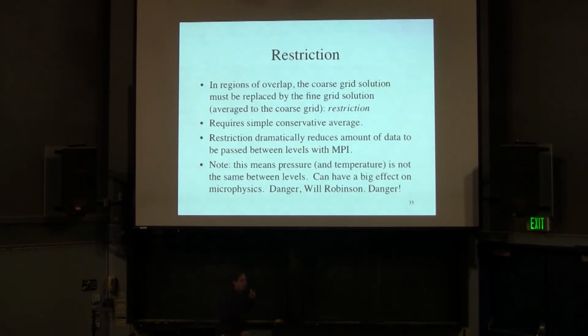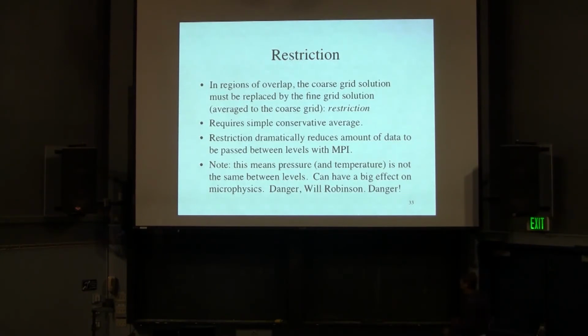The second thing you have to worry about is restriction. You evolve this system of equations on the coarse and fine mesh, but there are overlapping regions between the coarse and the fine mesh. You're solving the coarse mesh in the regions where there's already a fine mesh solution known. And you always believe the fine mesh more than you do the coarse mesh.